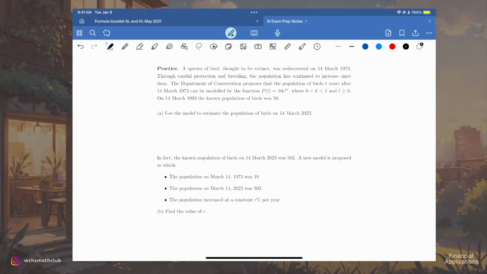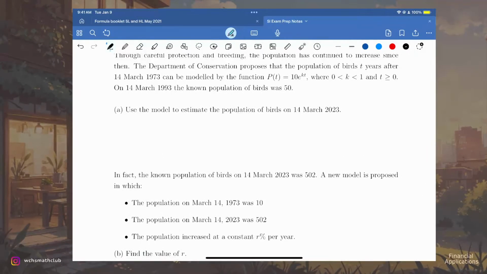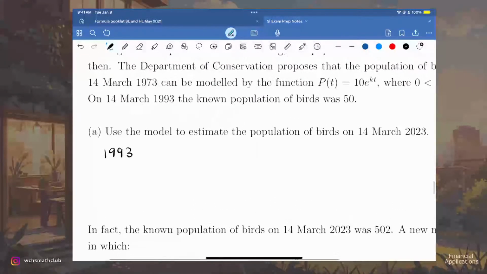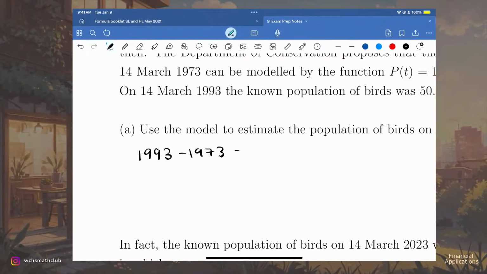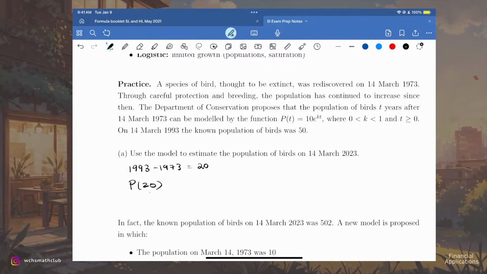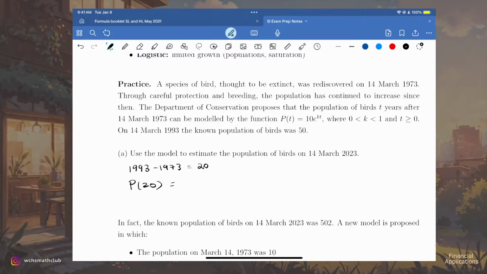Okay, so we'll be going back to get the answer to this question now. For part A, where it's use the model to estimate the population of birds on 14th of March 2023, you know that it starts in 1973, so 1993 minus 1973 gives you 20. Because we know that on 14th of March 1993, the known population of birds was 50, the population when t is 20, the number of years after 1973, is just equal to 50.